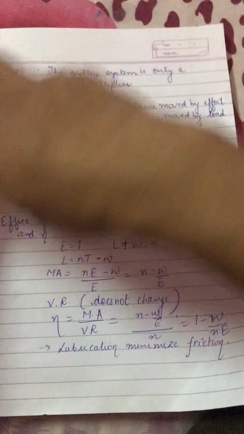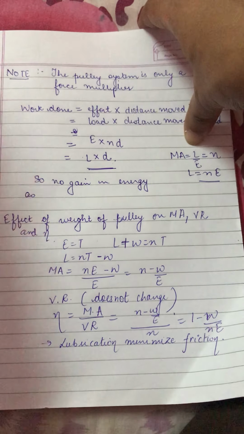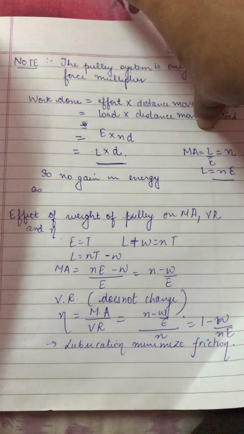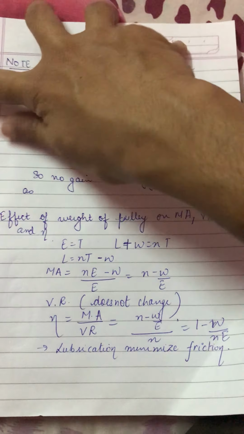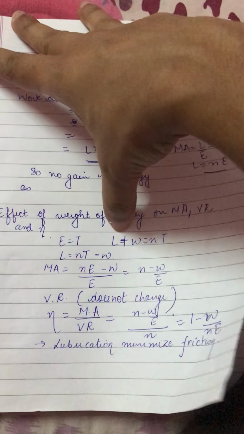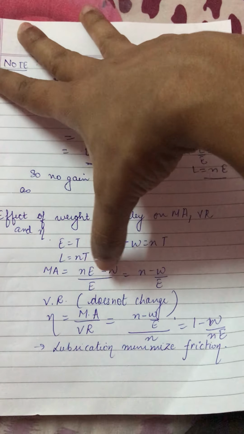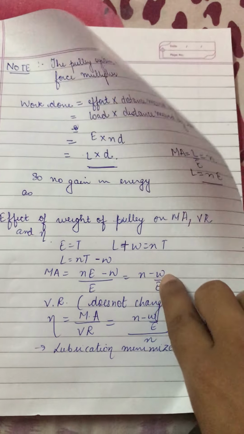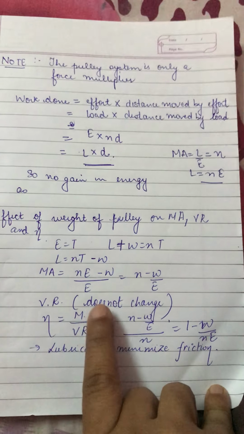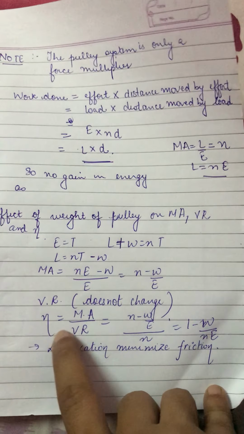Next we are having effect of weight of pulley on their mechanical advantage, velocity ratio and efficiency. See बच्चा, now in actual cases there is no pulley which is massless. So effort will remain according to the string that is T. अब पूरा लोड क्या हो जाएगा, the full load will be load plus weight, that is equal to nT. Just put down the values for mechanical advantage. When you put down the values you will get n minus W upon E. But in velocity ratio only the string is moving. We are considering only displacement, so no change in the velocity ratio.